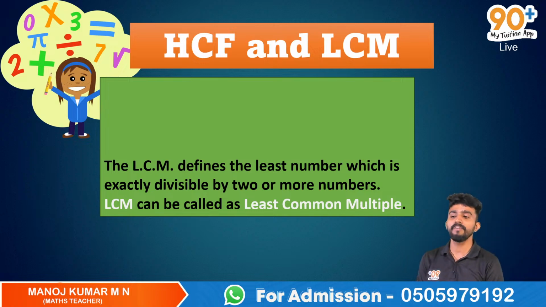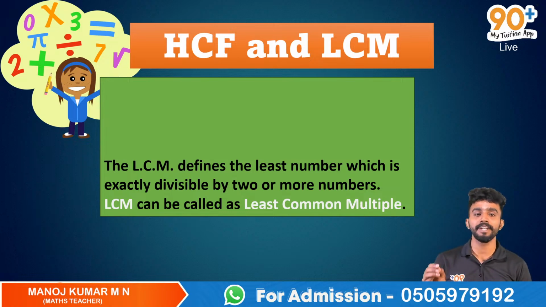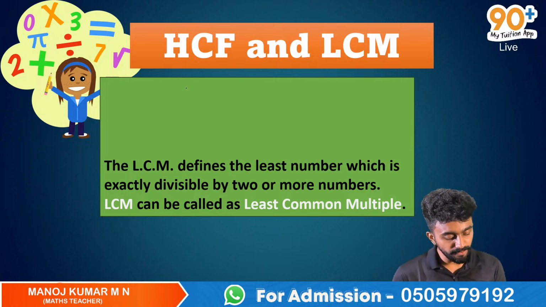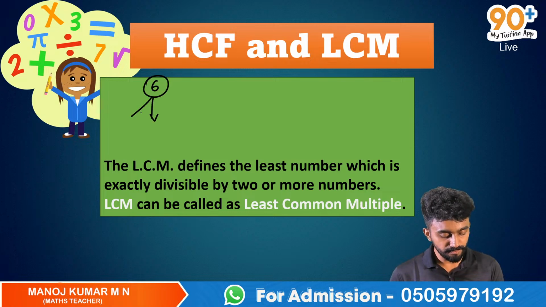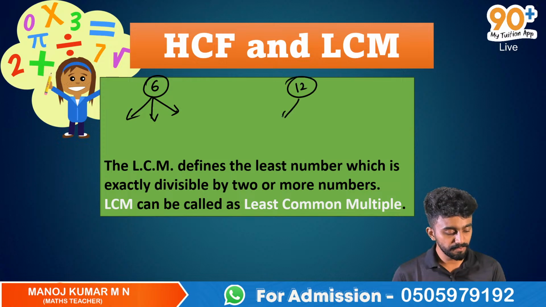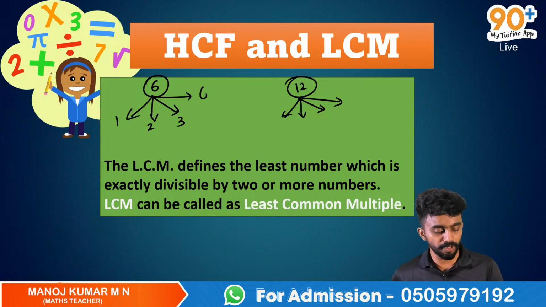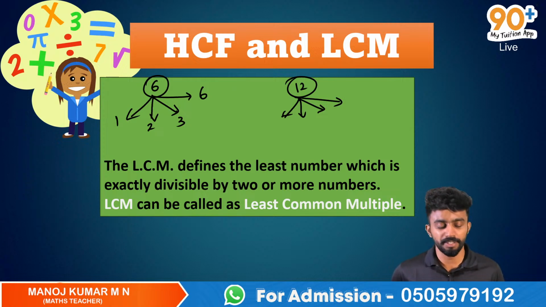So guys, how will we consider the lowest common multiple, the lowest number which is exactly divisible by two or more numbers? What do you think, guys? Which are all the multiples of 6 and 12? We'll consider the multiples of 6 as well as the multiples of 12. For the number 6, we'll consider not the factors, guys, but multiples. 1, 2, 3, 6. For 12, we have 1, 2, 3, 4, 6, and 12.